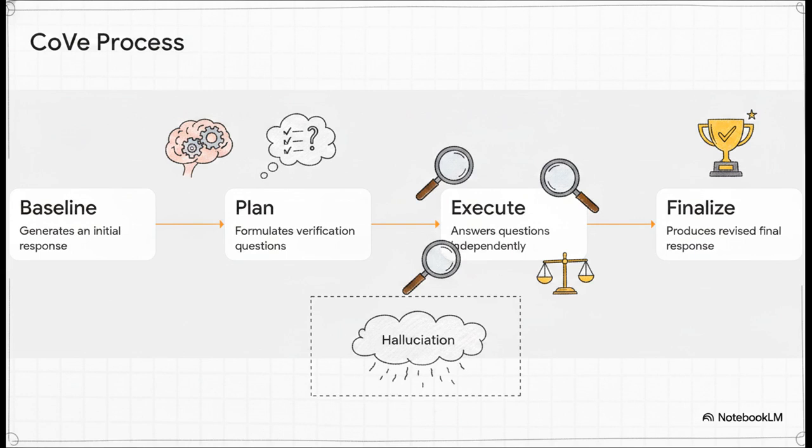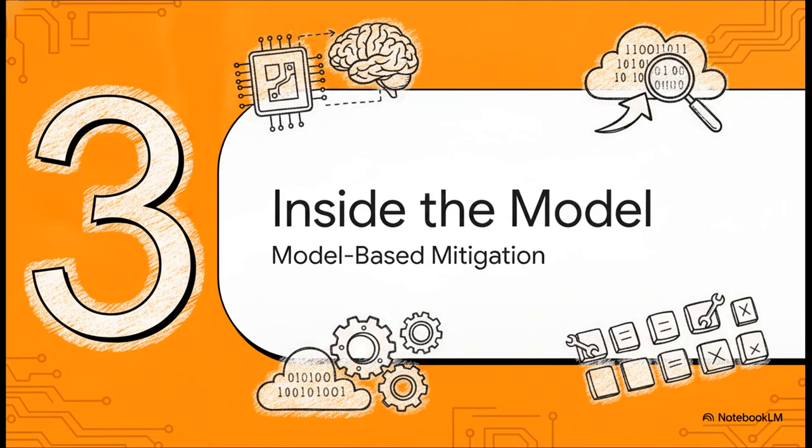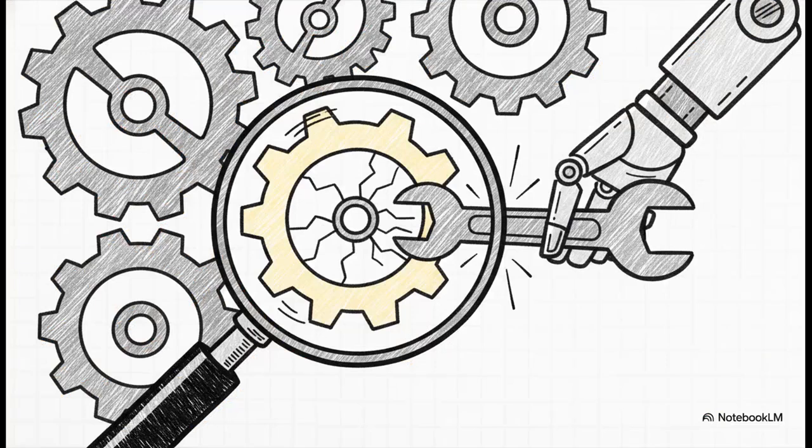It's so clever. All right, let's get into Section 3, inside the model's brain. This is where things get really sci-fi, because we can actually intervene during the generation process, right inside the model's architecture, token by token. One method here is active validation.